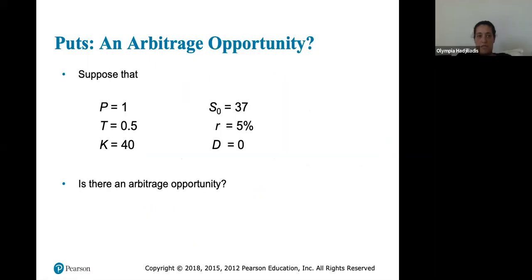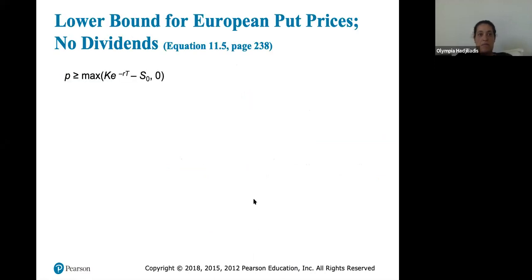Let's go back to the slides. We just saw that there is an arbitrage opportunity if these are the parameters given. And so the lower bound for European put prices with no dividends is basically Ke^(-RT) minus S0 and 0. And we can actually see a more formal argument that derives this in a couple of seconds.